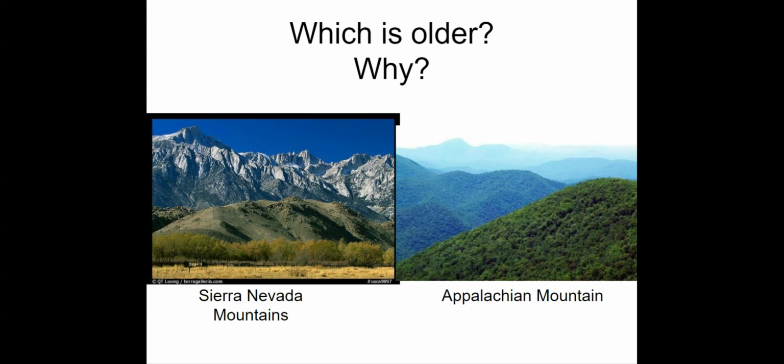So we're going to take a look at these two mountain ranges. We've got the Sierra Nevadas and the Appalachian Mountains. Notice the characteristics of each. The Sierra Nevada mountains are actually younger than the Appalachian Mountains, and you can tell because they're real jagged peaks. They don't have the plants growing on them. They haven't had time to break down and form soil. It takes a long time for that to happen. So the Appalachian Mountains are actually going to be older.